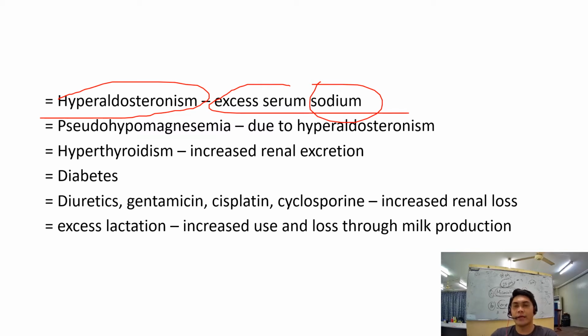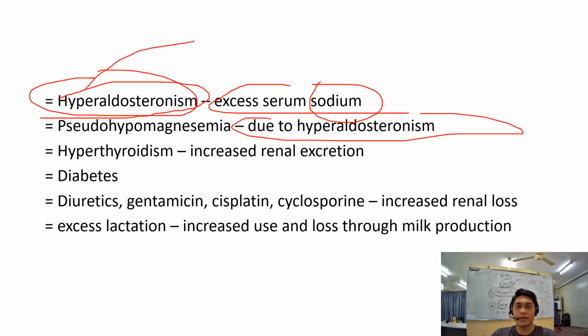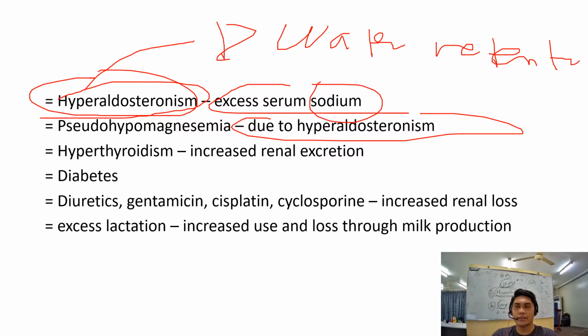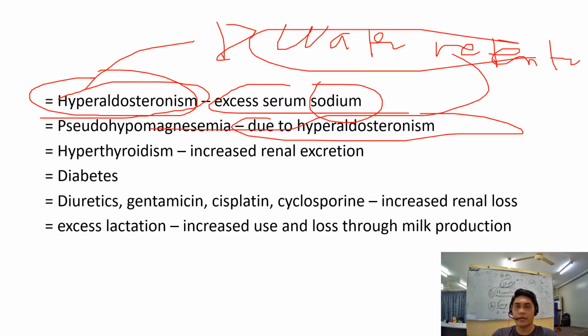Now, another point regarding hyperaldosteronism. If there's hyperaldosteronism, there's also an increase in water retention. This water retention is the second cause of the decrease in magnesium level, and that is the cause of pseudo-hypomagnesemia. Meaning, there's dilution of magnesium due to increased water retention in hyperaldosteronism.